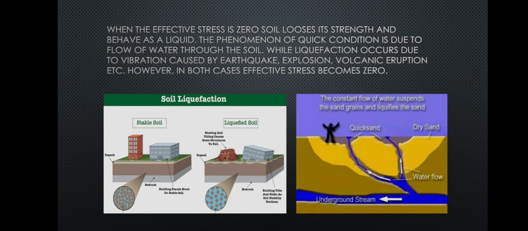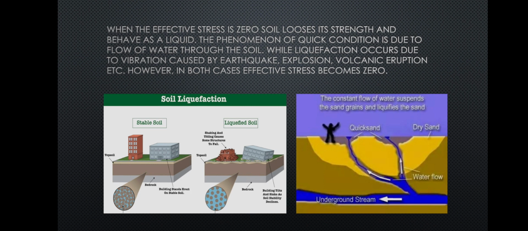If you look at the first picture, it shows the process of liquefaction. It is a phenomenon in which the strength and the stiffness of soil is reduced by earthquake shaking or rapid loading. While the second picture shows quick condition. It is a condition when the upward water pressure gradient and the water flow reduce the effective stress. So in both cases, the effective stress of soil is 0. When the effective stress is 0, the soil will lose its strength and it will behave as a liquid.